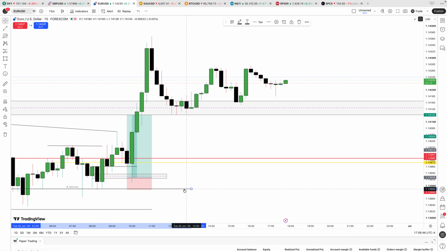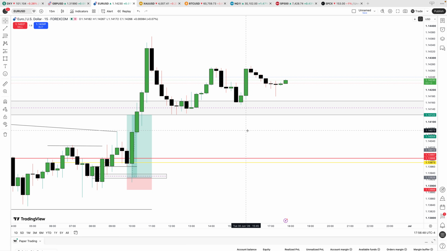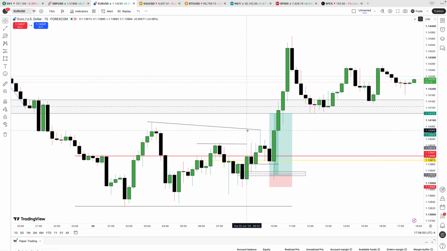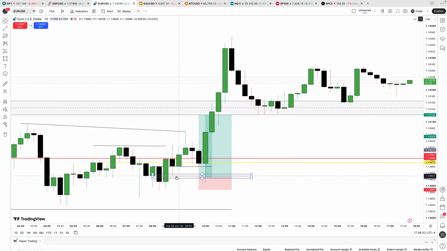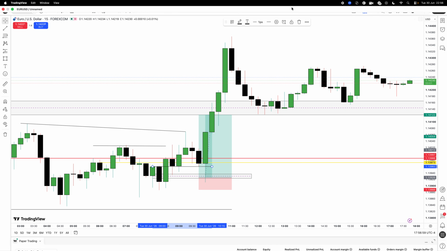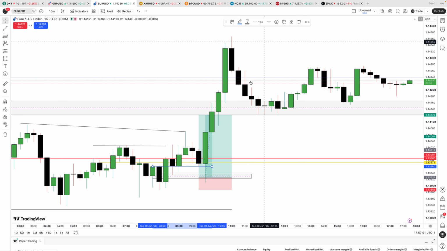I just want to take it out because I don't like too many structures. So this is another block I really want to see price respect. Just gonna put it blue. Another block I really want to see price respect. And what did the price do? It was doing its thing.